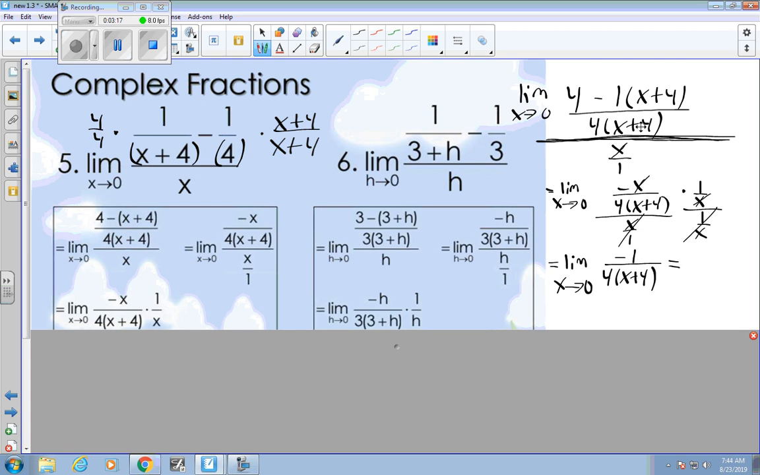Now I can plug the limit straight in. 0 plus 4 is 4. 4 times 4 is 16. Negative 1/16. Remember, you can drop the limit once you start evaluating that problem out.